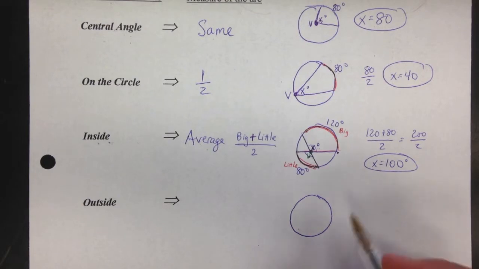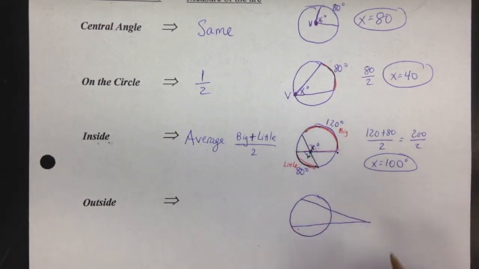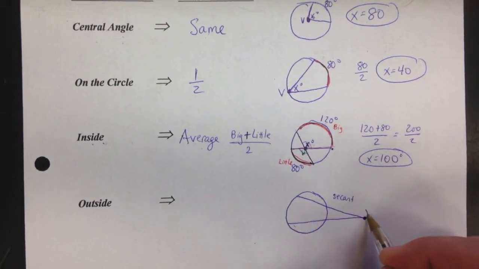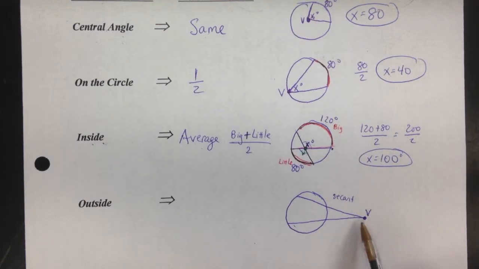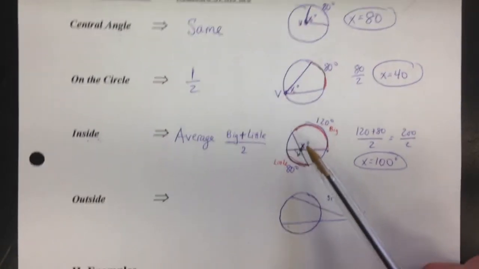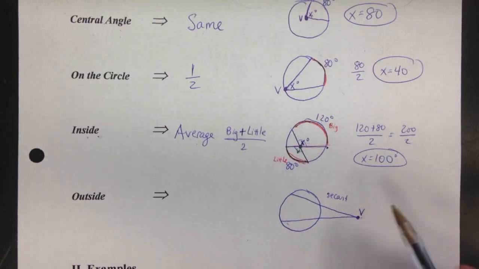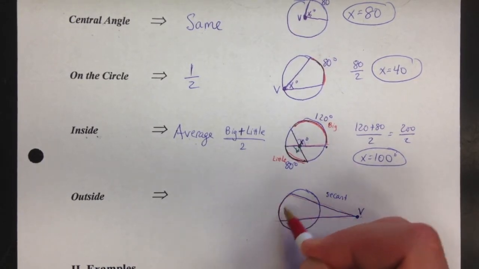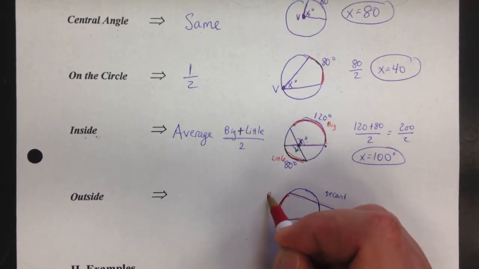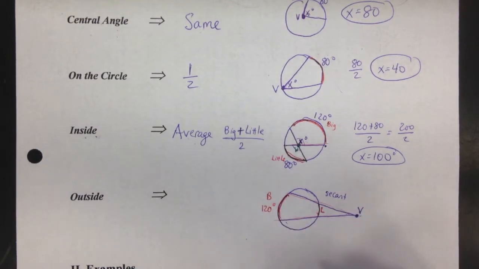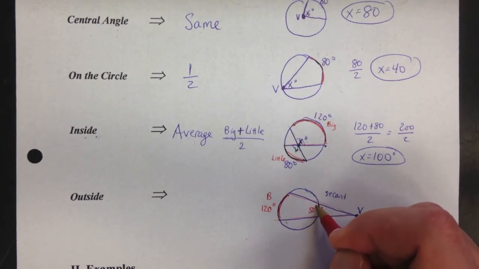Let's say you've got a circle, and I'm going to draw this time, these would be called secants. A secant, S-E-C-A-N-T. They meet at this point here. That's your vertex. Now notice that this is outside the circle. We've got central angle on the circle, inside, and the last scenario is if we're outside somewhere. When you trace this, you'll notice that this creates two arcs, a big arc and a little arc. So I'm going to use B for the big and L for the little. Let's say that the big arc is 120 degrees, and the little arc is 50 degrees.